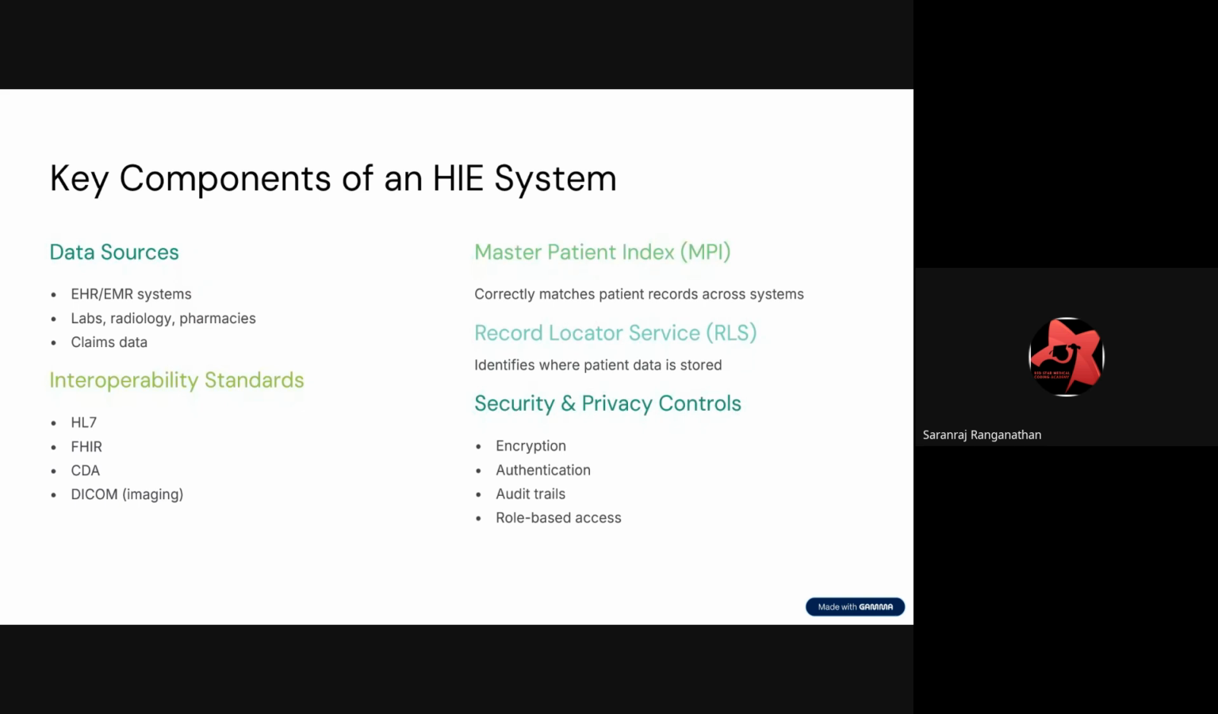Then the key components of health information exchange. First, data sources: EHR and EMR systems, labs, radiology, pharmaceuticals, and claims data. Then interoperable standards. Interoperable standards means, for example, I have Bluetooth to exchange, a folder to exchange, a drive to exchange, email to exchange. How we communicate information, whether through letters, WhatsApp, or Bluetooth, there will be different formats of information exchange. That is how we operate all together, and that is what interoperability standards are.